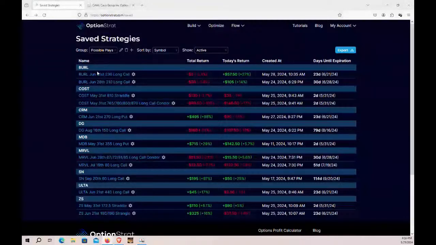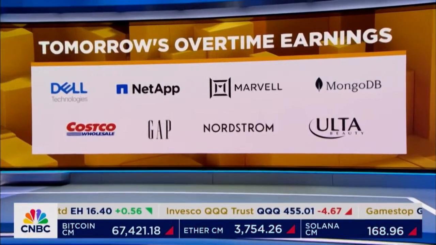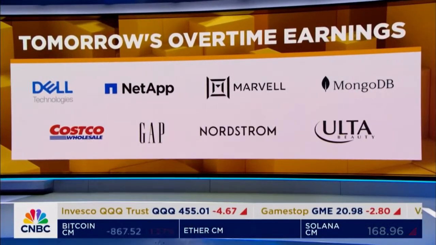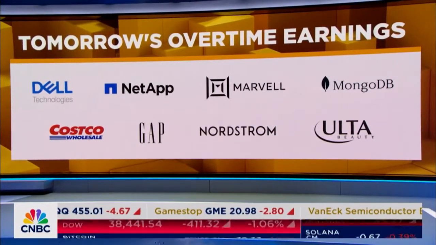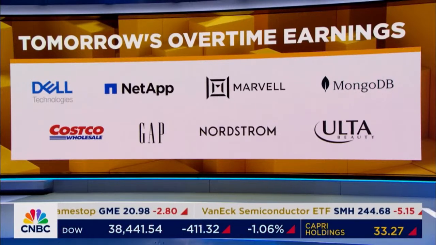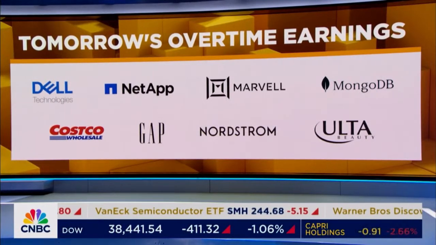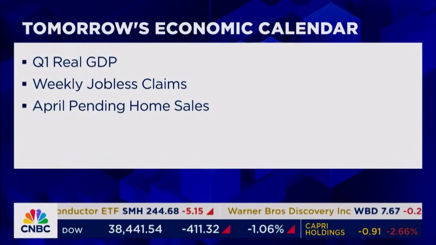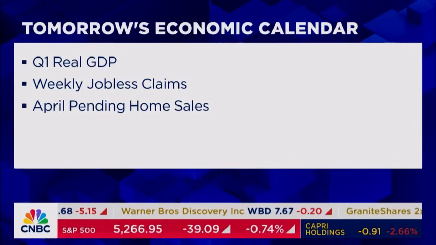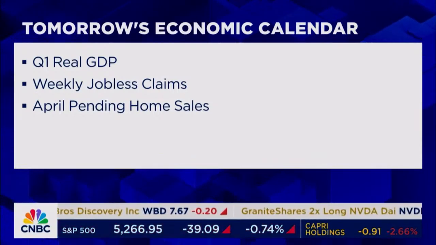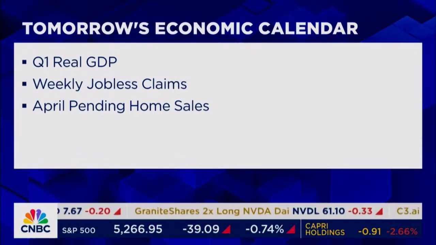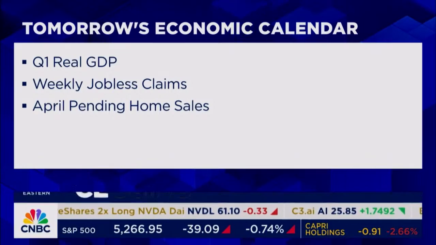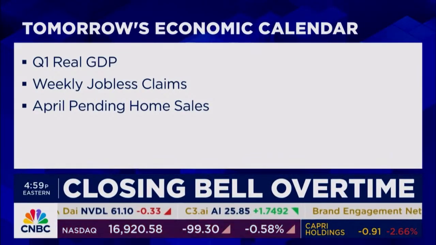Signs of slowing down tomorrow. We got Dell, NetApp, Marvell Technology, MongoDB, Costco, Gap, Nordstrom, and Ulta Beauty all reporting. And it's a lot. It is a lot. Tomorrow's economic calendar also busy. Investors are going to digest the latest reading on first quarter GDP, that's expected to be the same as the last reading. Weekly jobless claims report, which we know have stayed pretty tight, and pending home sales data.